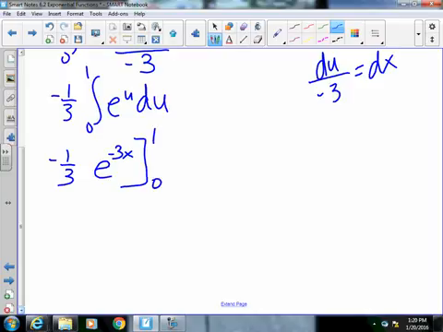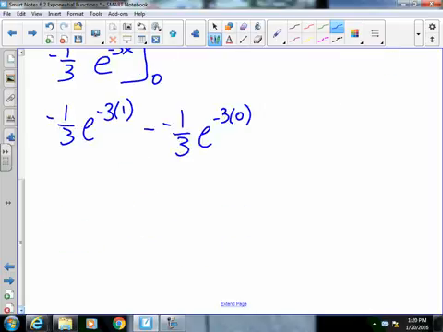So I end up with negative 1/3 e to the negative 3 times 1 minus negative 1/3 e to the negative 3 times 0. So negative 1/3 e to the negative 3 plus 1/3 e to the 0, which is 1. And that's our answer.